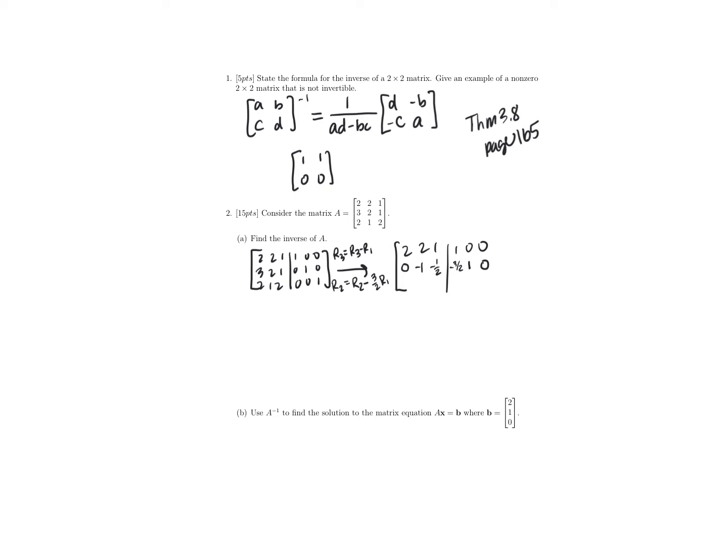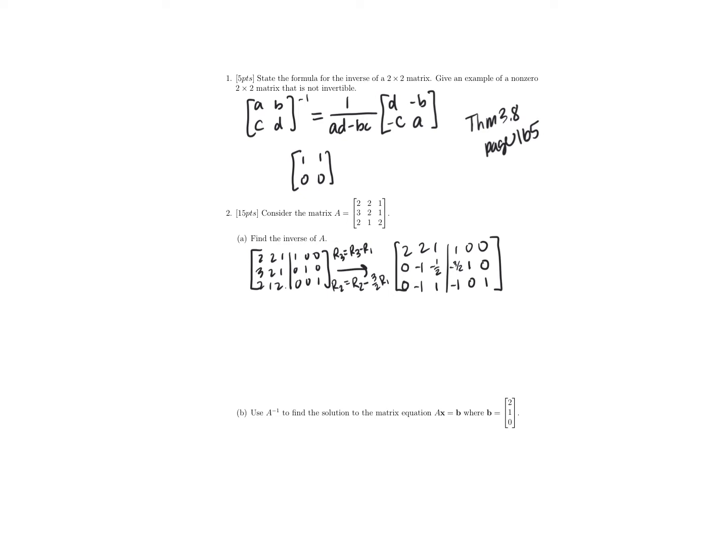Okay, row 3 is row 3 minus row 1. So that would give me 0. 1 minus 2 is negative 1. 2 minus 1 is 1. And then 0 minus 1 is negative 1. And then 0, 1, that'll stay the same. Okay, so I'm getting there a little bit at a time.